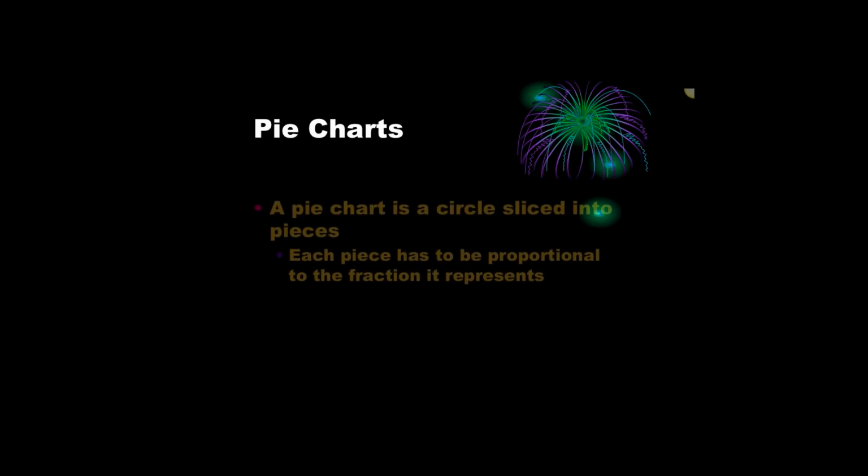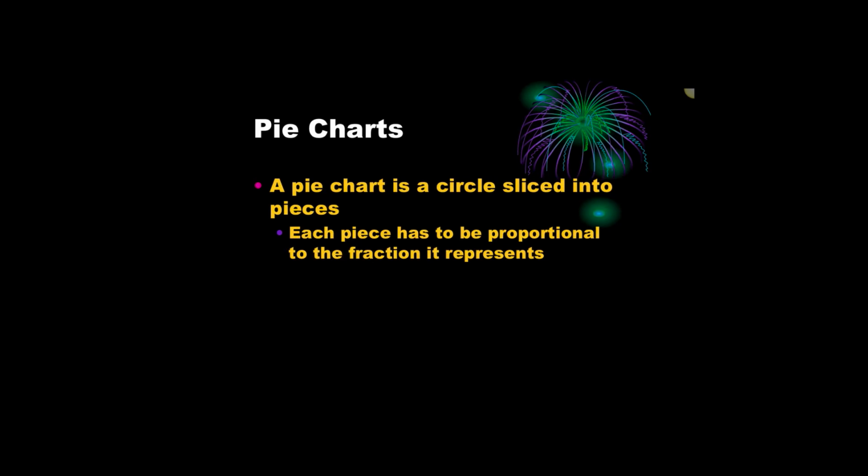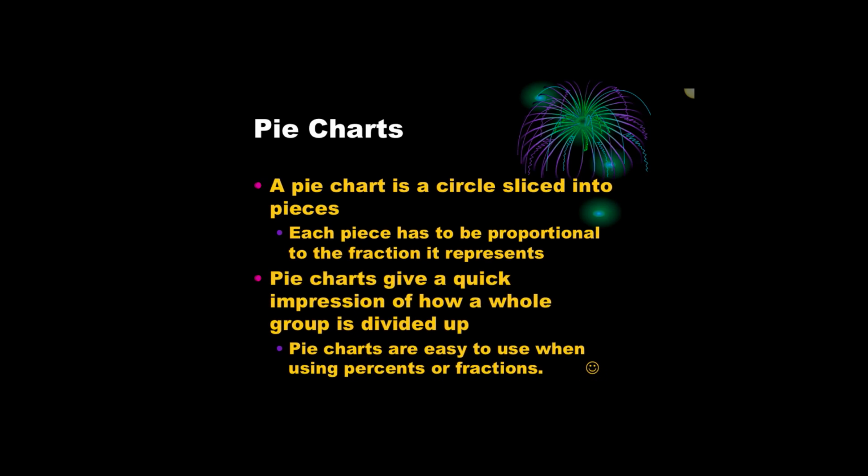Pie charts. A pie chart is a circle sliced into pieces. Each piece has to be proportional to the fraction it represents. Pie charts give a quick impression of how a whole group is divided and are easy to use when you're already using fractions or percentages. A pie chart should have a key associated with it, so that way you can tell what each piece of the pie represents.